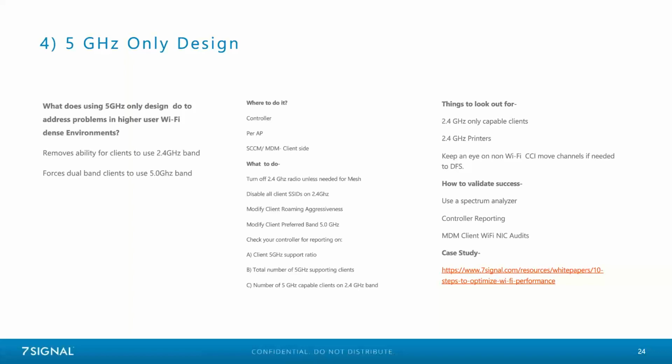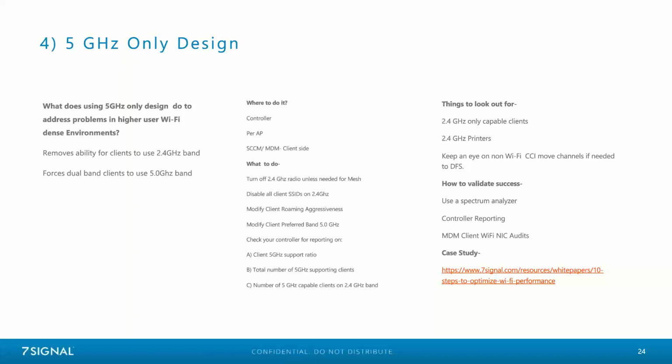On the client side, you can modify the client roaming aggressiveness. You can modify the client preferred band to 5.0. And if you are interested in what devices are capable, because I know that wireless and sometimes the desktop teams in larger organizations aren't the same people. And sometimes devices have a shelf life. Client devices sometimes are in the environment for 5 years. So sometimes it gets a little hard to know what your devices are capable of, your endpoints, right?